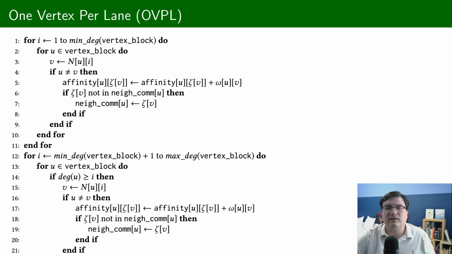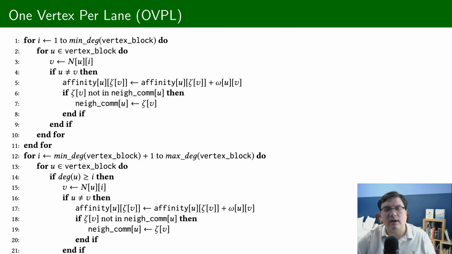To overcome the conflicts during the affinity calculation, a simple solution is to process multiple vertices at once in different SIMD lanes. One vertex per lane does that by processing vertices by blocks. It considers simultaneously the first neighbor of each vertex of the block. It requires keeping the affinity of all the vertices of the block in memory at once. For performance reasons, it is necessary to handle separately the cases where some vertices in the block no longer have neighbors, but some vertices still have some.